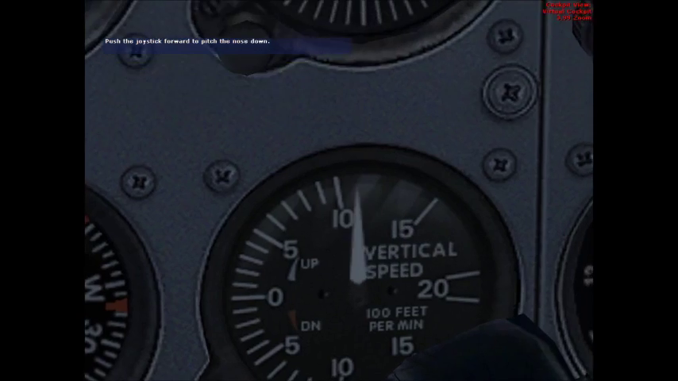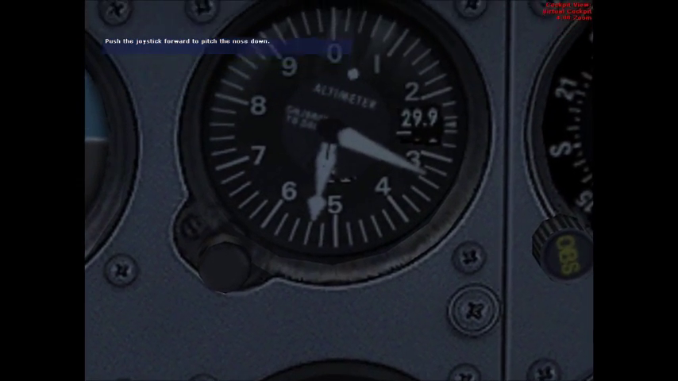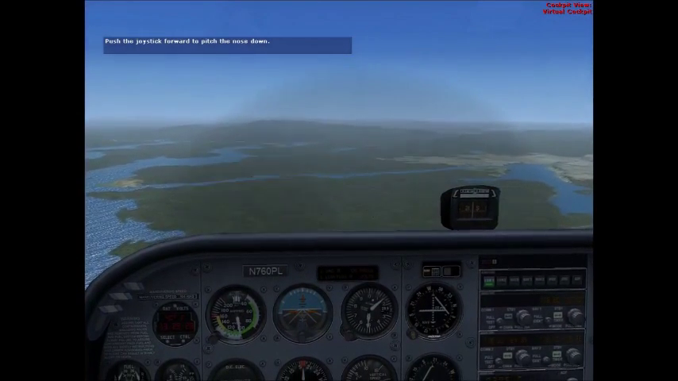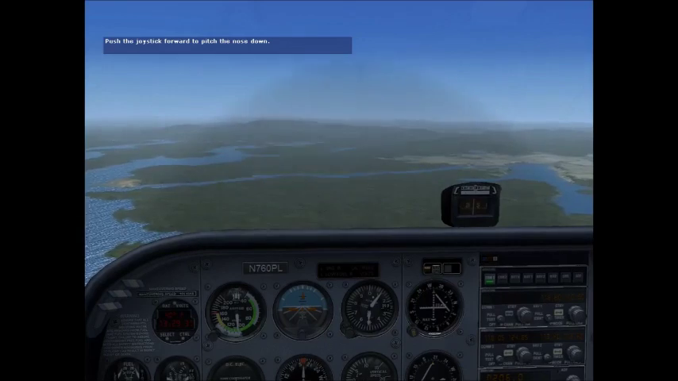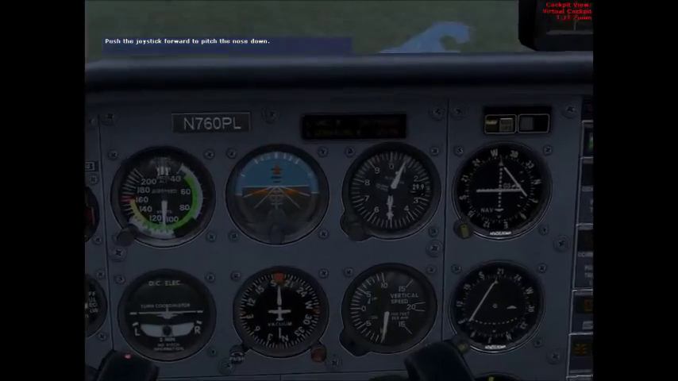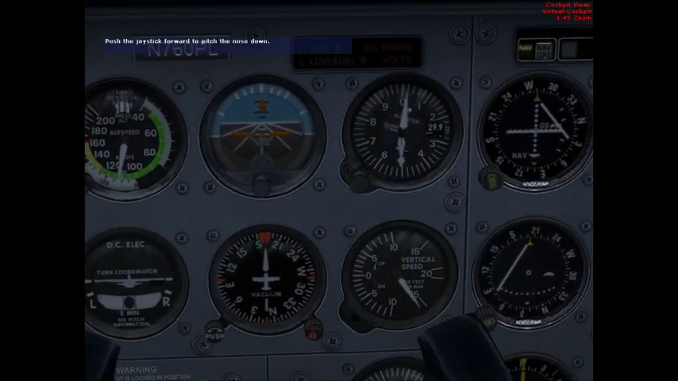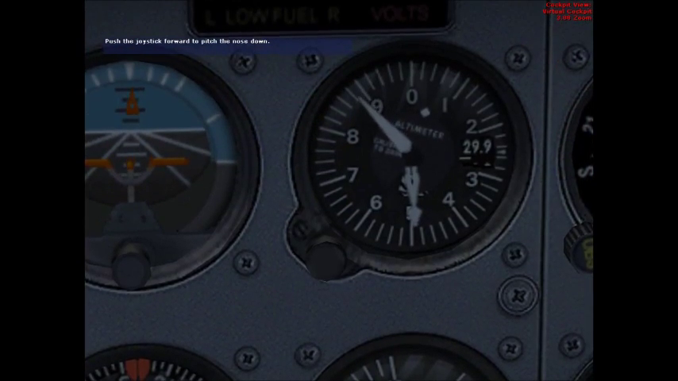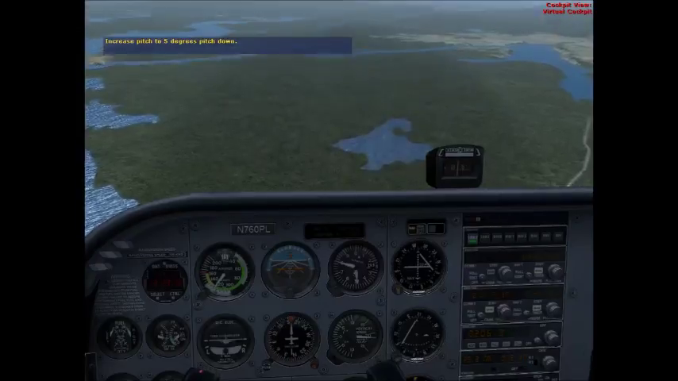Now, pitch the airplane's nose downward with a gentle forward push on the joystick, about ½ an inch from its center position. Hold it there and watch the response. See, our vertical speed is counterclockwise, and our altitude is losing because we are descending.